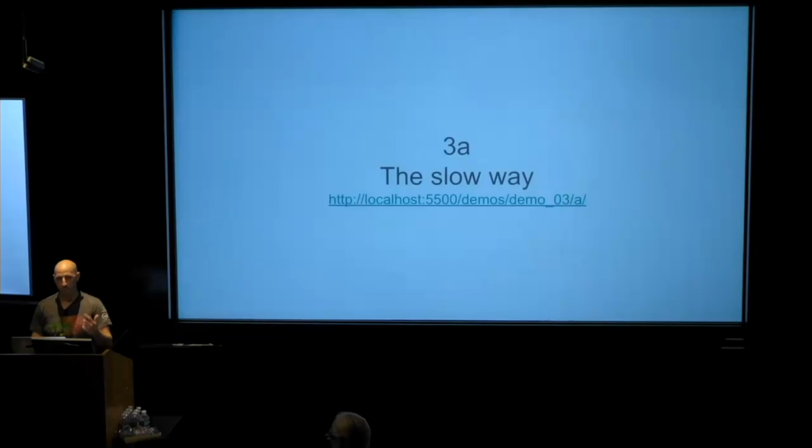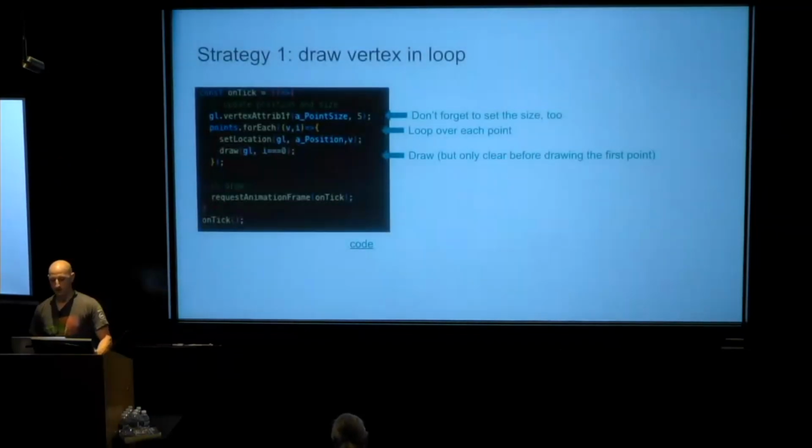Okay, so what I'm going to show you now is not the right way of doing this, but it's crucial to understand why it's not the right way. So we're going to do it anyway. The easiest thing to do is, well, I know how to draw a point, and I know how to move the point. Why don't I just loop through all my points, set it, draw it, and continue on? And you can do this.